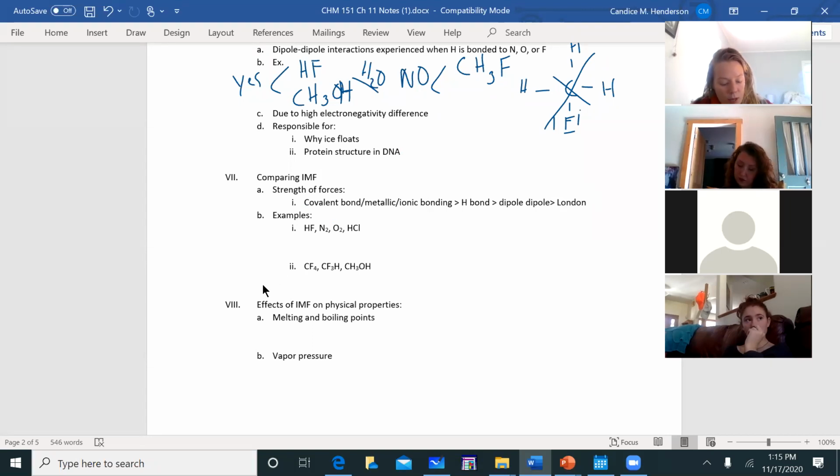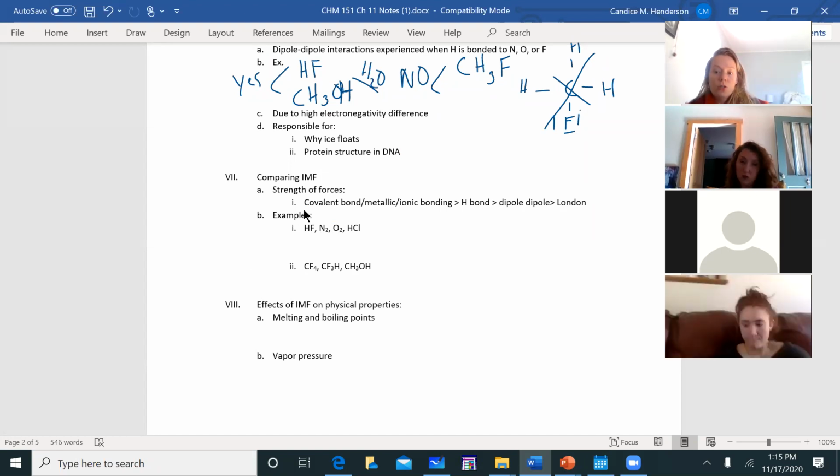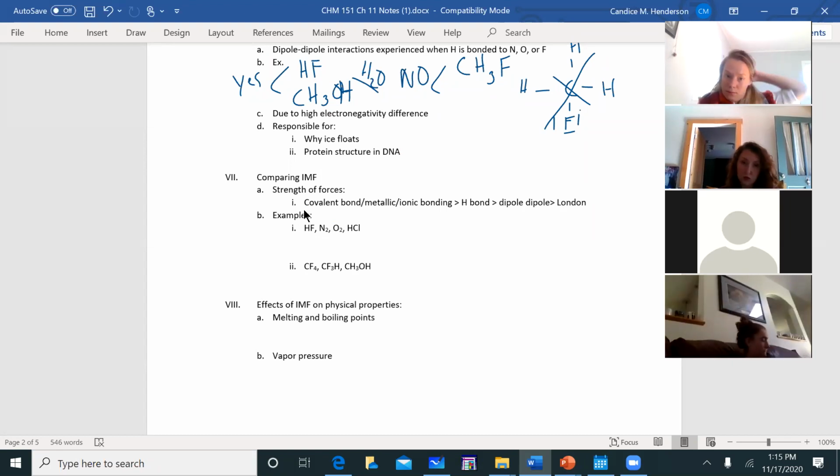So I want you to go ahead and, looking at this here, HF, N2, O2, and HCl, I want you to put those in order of strength. Put them from weakest to strongest.